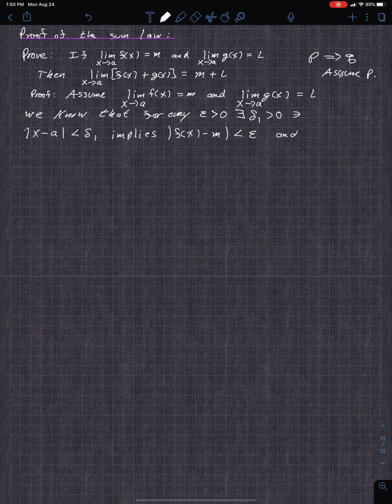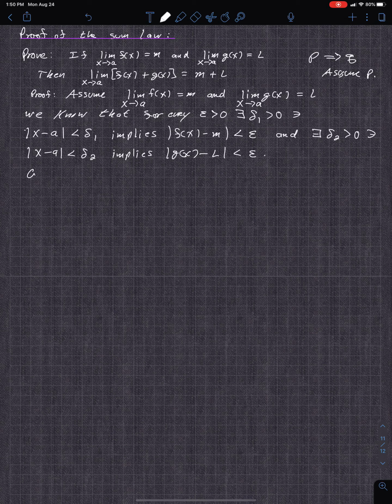Right, and epsilon's arbitrary. And there exists a delta 2 greater than 0 such that absolute value of x minus a less than delta 2 implies absolute value of g of x minus L is less than epsilon. So here's the thing. That's because of the assumption. That's the definition of a limit. So by the definition of limit, we get that.